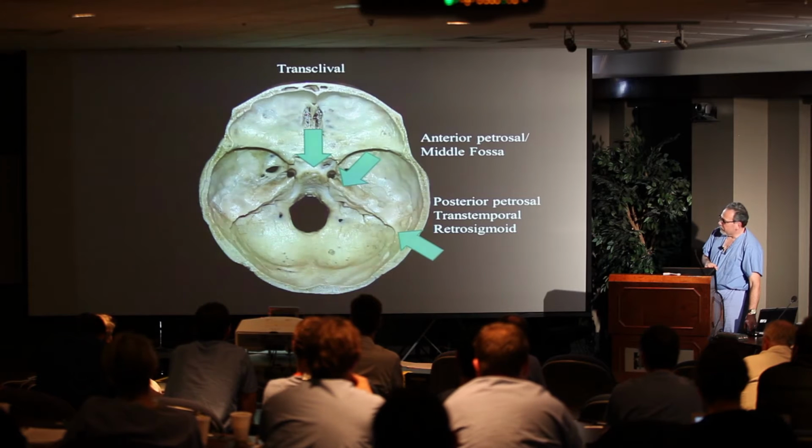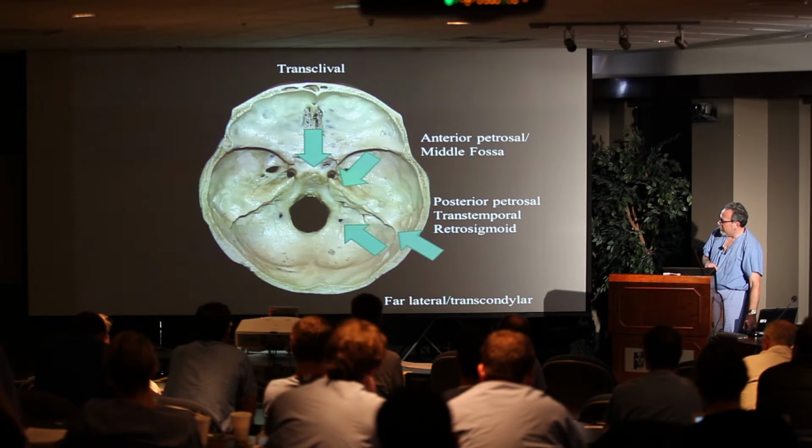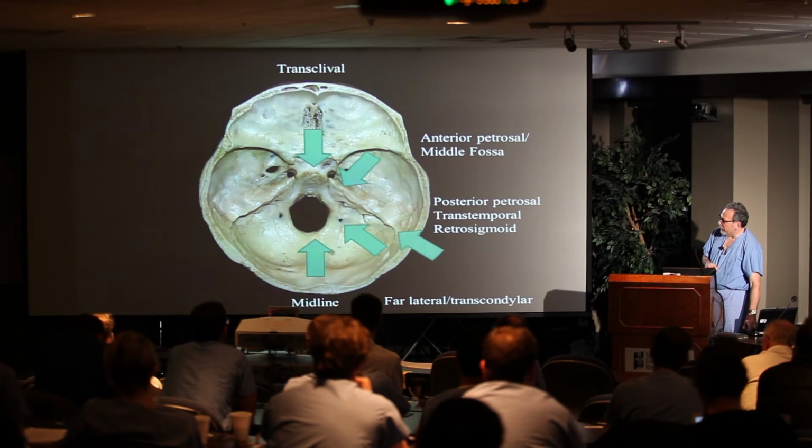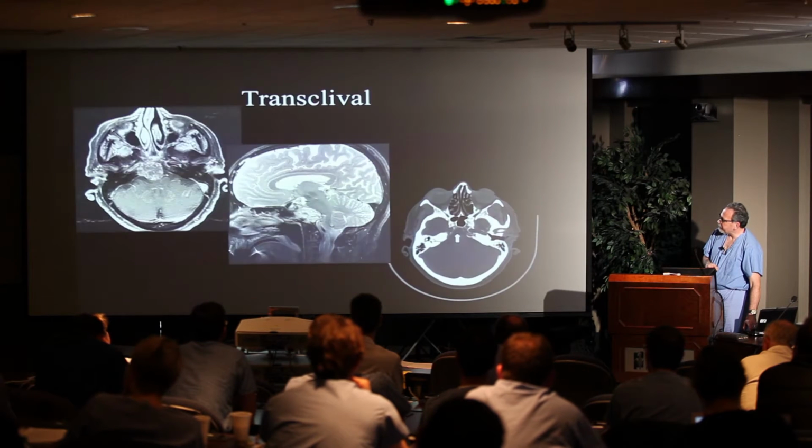The retrosigmoid is a pretty well understood approach, so we're not going to spend a whole lot of time except to realize that you can see a lot through a retrosigmoid approach. The far lateral transcondylar, we'll go over that in the OR tomorrow. And then the standard midline approaches for fourth ventricular or midline lesions.